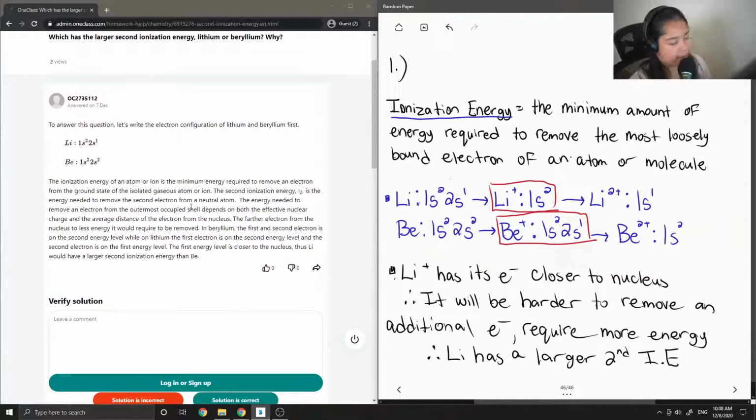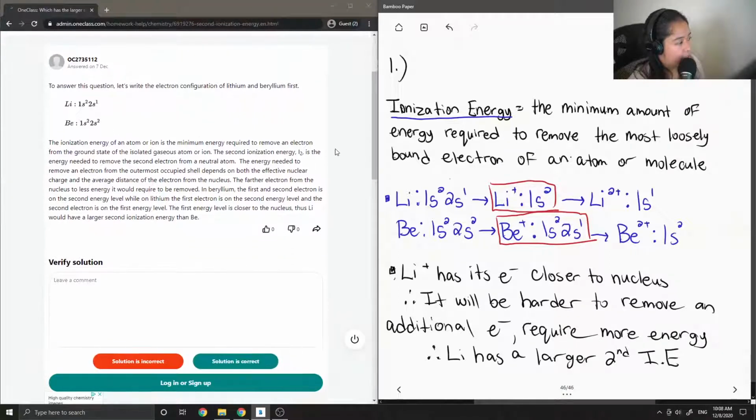So the junior tutor said, to answer this question, let's write the electron configuration of lithium and beryllium first. Lithium is 1s2, 2s1, and beryllium is 1s2, 2s2. The ionization energy of an atom or ion is the minimum energy required to remove an electron from the ground state of the isolated gaseous atom or ion. Second ionization energy, I2, is the energy needed to remove the second electron from a neutral atom.